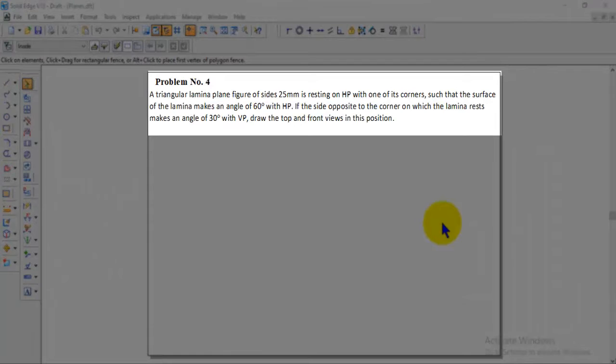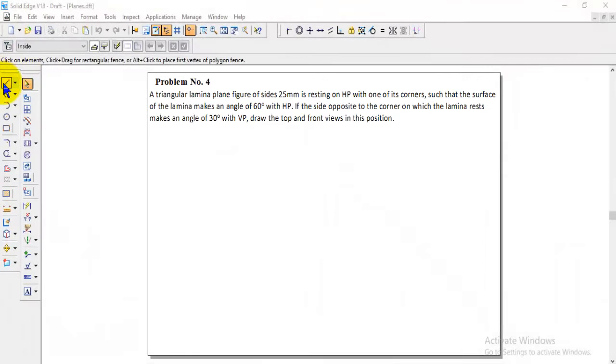A triangular lamina plane figure of side 25 mm is resting on HP with one of its corners, such that the surface of the lamina makes an angle of 60 degrees with HP. If the side opposite to the corner on which the lamina rests makes an angle of 30 degrees with VP, draw the top and front view in this position.